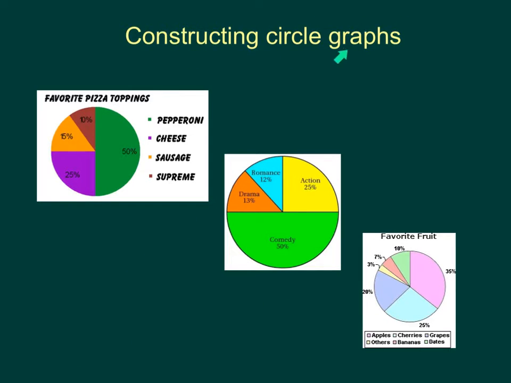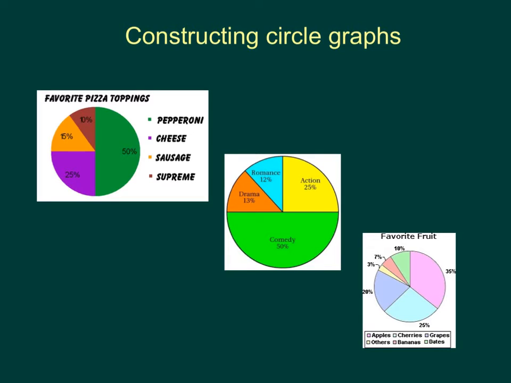When I'm asked to construct circle graphs, when I'm dealing with numbers that are easy to figure out in fractions, like half, like in this graph we see here, we've got pepperoni, and half of the favorite pizza toppings were pepperoni. And I can see 25% or 1/4 were cheese, and then supreme and sausage filled out the last 25%, with sausage being 5% more. When they're nice, easy fractions to work with like that, creating a circle graph is pretty simple.